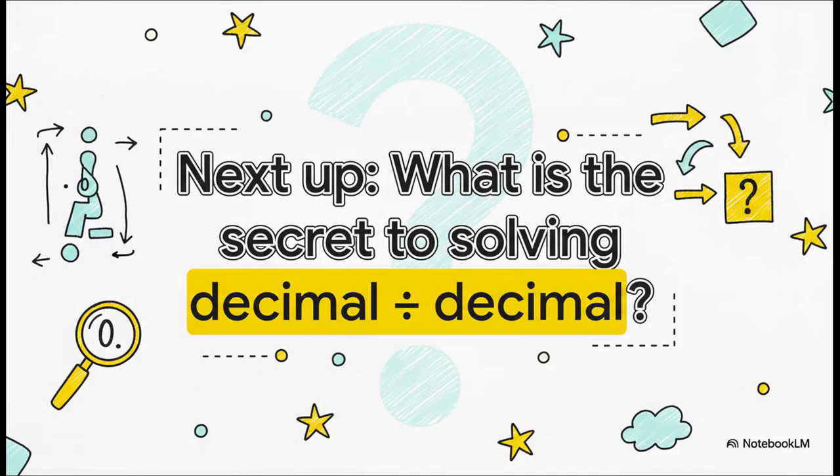You've now officially cracked the code for dividing a decimal by a whole number. But you know how it is. Every solved puzzle just reveals a new one. What happens when you have to divide a decimal by another decimal? Well, that's the next level, and we'll tackle that mystery next time.